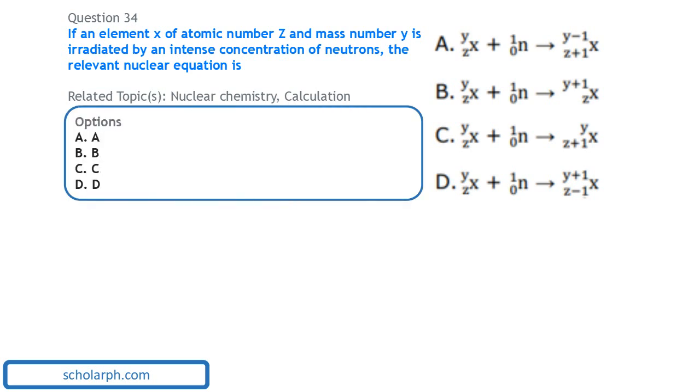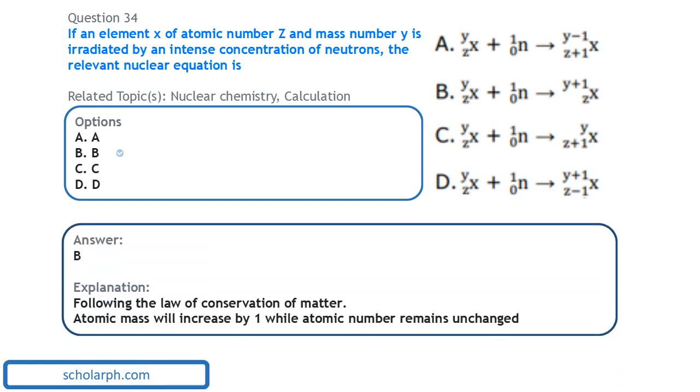An element X of atomic number Z and mass number Y is irradiated by an intense concentration of neutrons. The relevant nuclear equation is... Chemical equations follow the law of conservation of matter, which means that the sum of the atomic mass here must equal the atomic mass that I have here. The sum of the atomic number here must equal the atomic number that I have here.